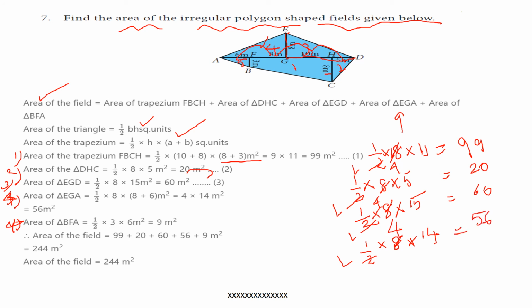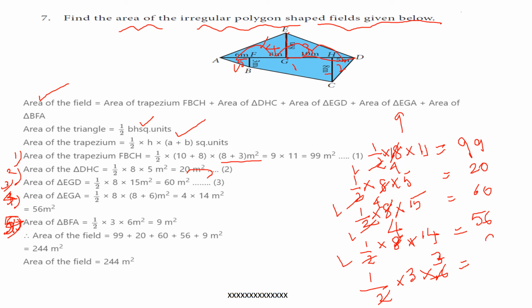Fifth one, area of triangle BFA. This one, half into B into H. Here, half into, what is B? 3 meter, H is 6 meter. Cancel it, 2. 2 3s are 6, so here 3, because 2 only we cancel. So 3 2s are 6, 3 3s are 9.